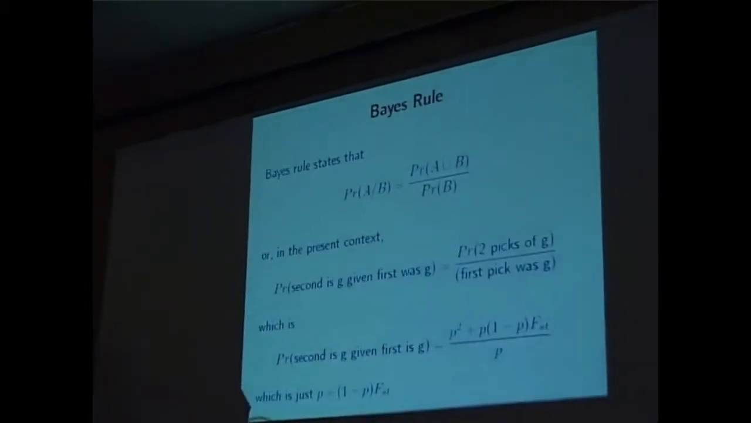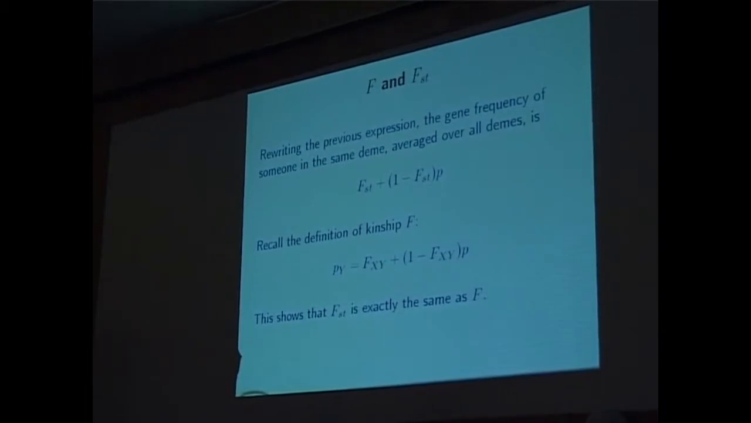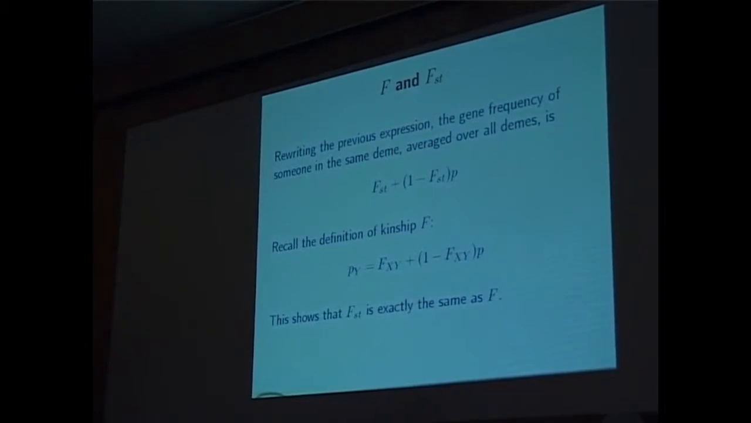Well, more algebra, Bayes' rule, etc. But here is the punchline. In a subdivided population, if we pick a gene from someone and then pick another gene from the same population, the probability it's the same is this number. If we pick a gene from an individual and then pick a gene from a relative, the probability that it's the same is that number.